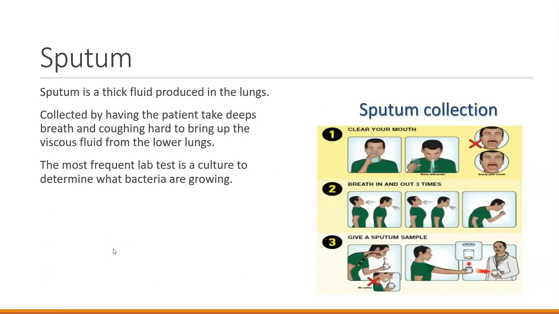Sputum is a thick fluid produced deep in the lungs. The sample is collected by having the patient take deep breaths and coughing hard to bring up the viscous fluid from the lower lungs. The most frequent lab test is a culture to determine what bacteria are growing. And this is the only sample in the clinical lab that grosses me out because it's really mucoid and it hits your gag reflex right in the back of your throat.